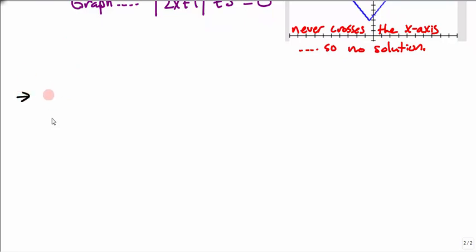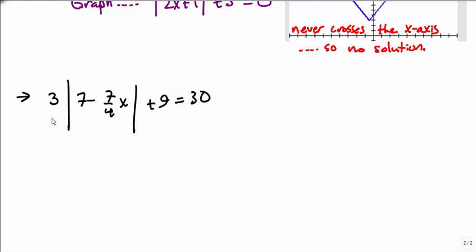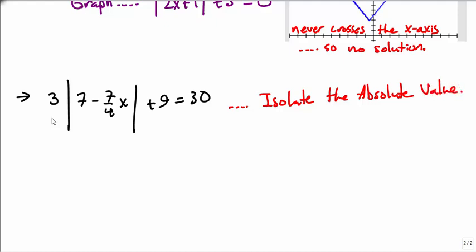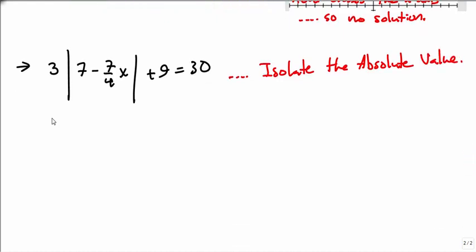Isolate first. For instance, we could have 3 times the absolute value of 7 minus 7/4 x, close the absolute value, plus 9 equals 30. So what we're looking at here then is isolate the absolute value first. You cannot take the 3 and distribute it. It's not like a set of parentheses. I have to keep the 3 on the outside. So to get started, we'd subtract 9 from both sides.